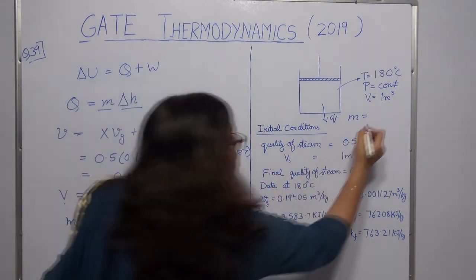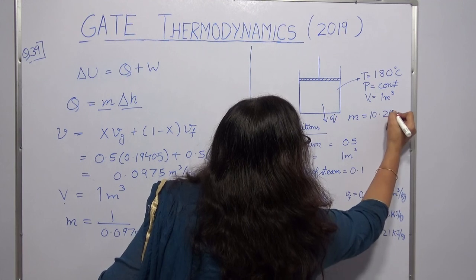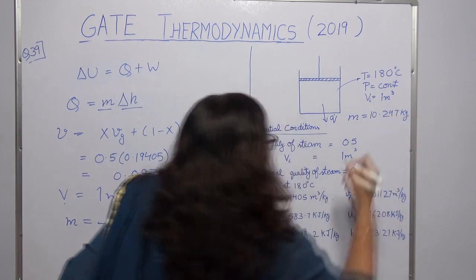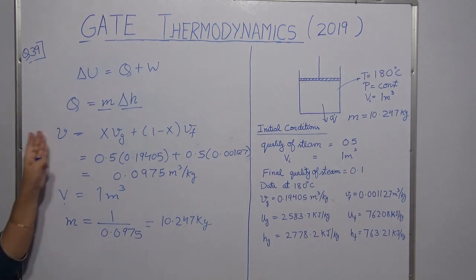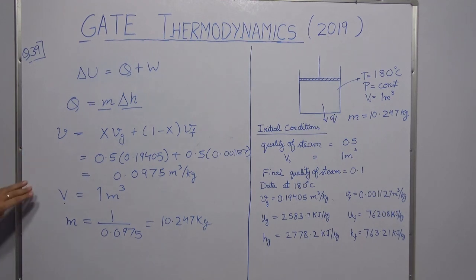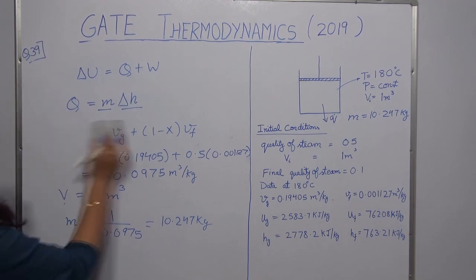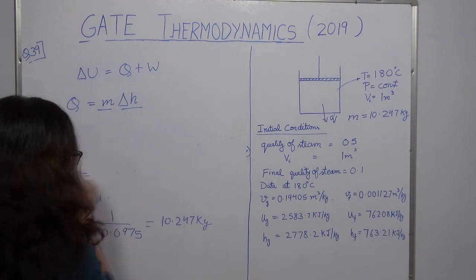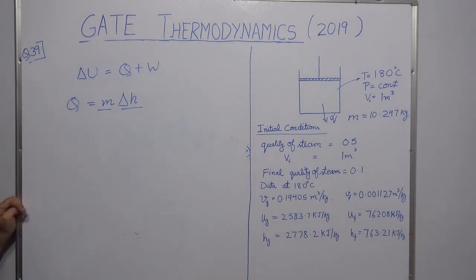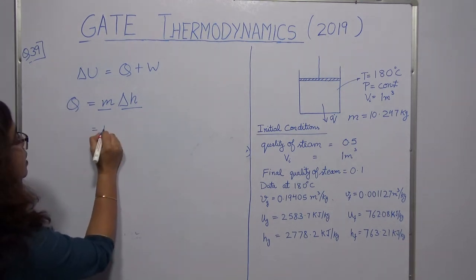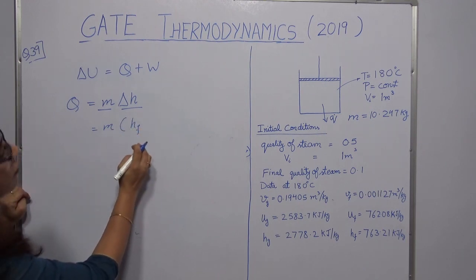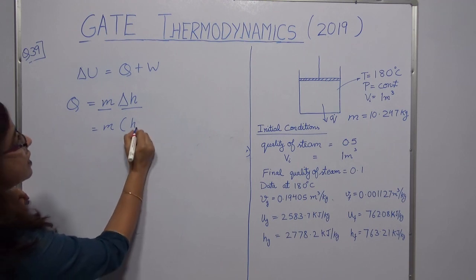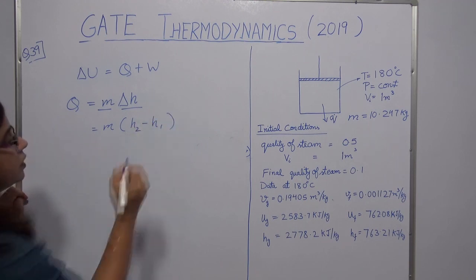So the total mass is 10.247 kg. You have calculated it from the initial volume, and by calculating the specific volume which was present. So mass I have calculated. Now the problem is very easy. You have to calculate your delta H, and your delta H is nothing but final. If I say HF, it will create confusion, so I will say H2 minus H1.